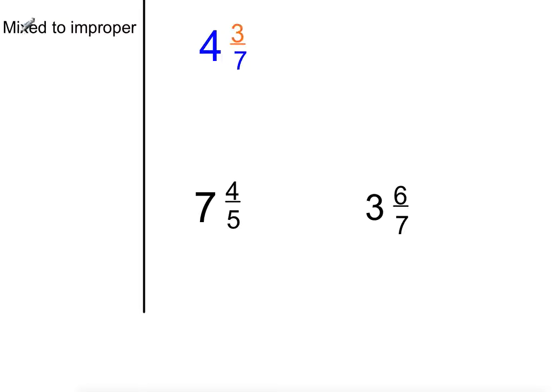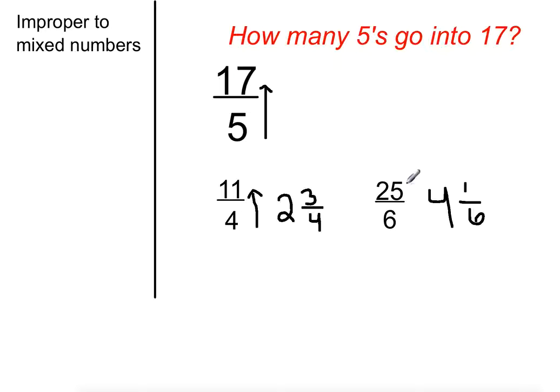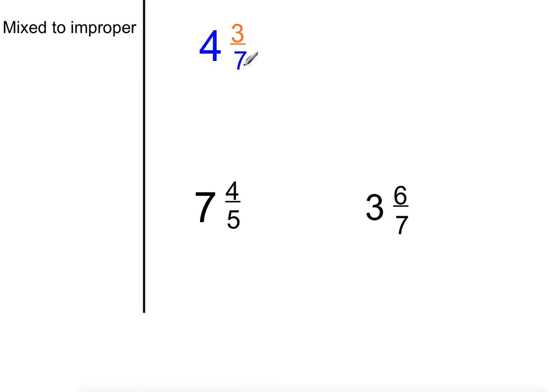So let's look at how to do that. It's mixed to improper. So if we look back here, we took 4 times 6 to get the 24, because that's how many 6s went into 25. So what we do is we multiply these two. So let's write a little multiplication sign.